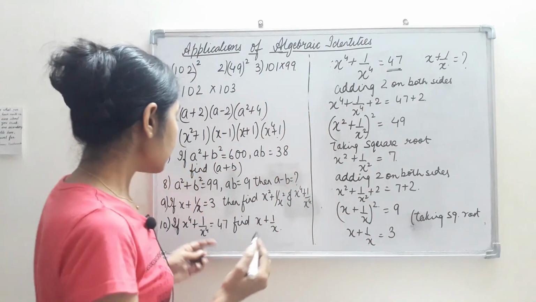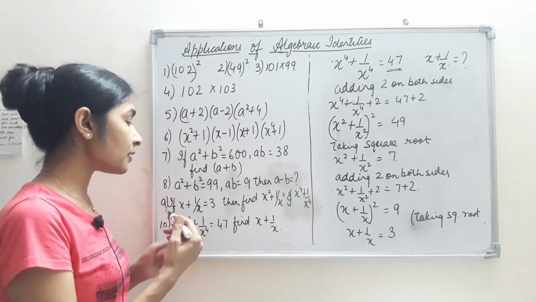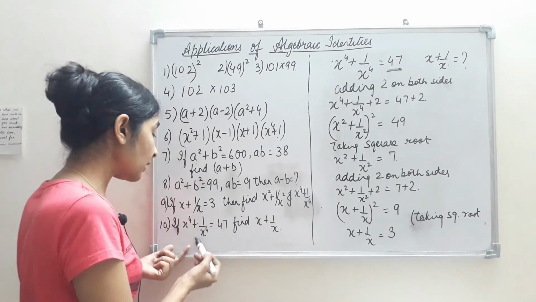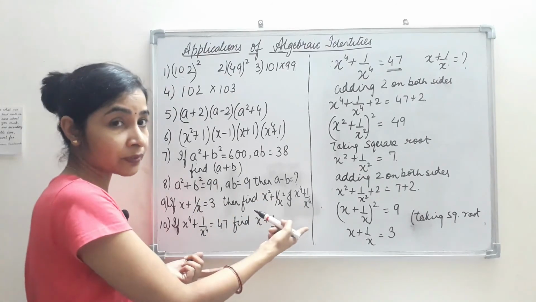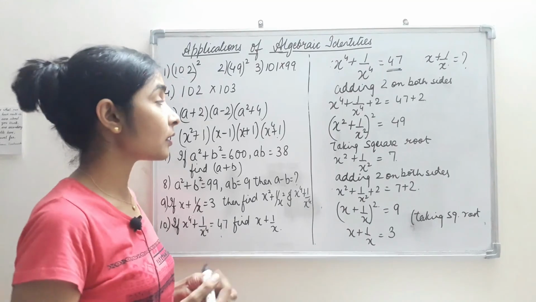That is the answer. See, in the previous question we started from here itself. x plus 1 upon x is equal to 3 and we calculated the value of these two. Now we started from here, which was the answer in our previous question, and we got the question of the previous question.